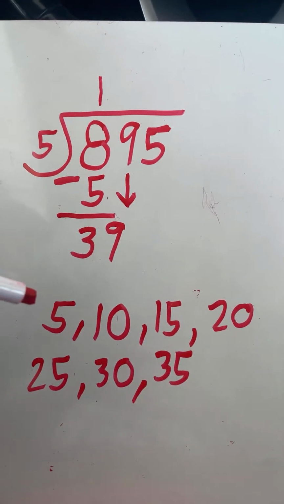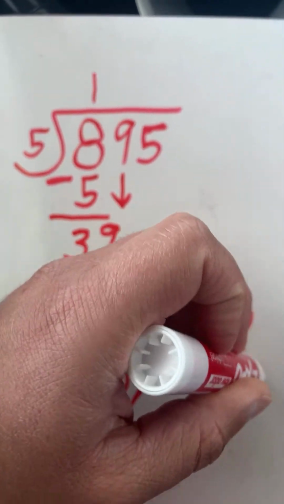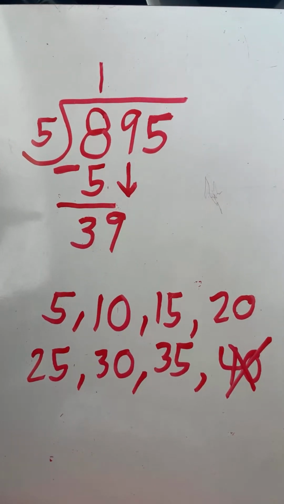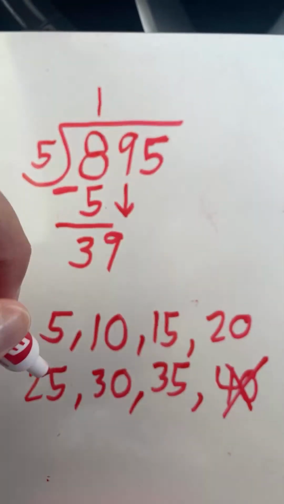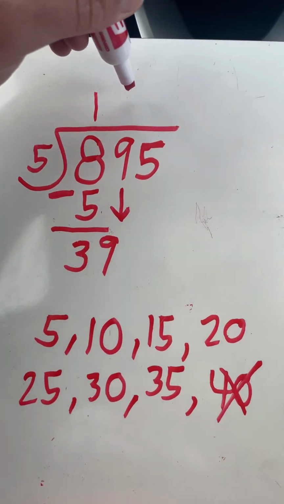Now if we count by 5 again, we would be at 40. 40 is too far. 40 would be past 39. But we were able to get 1, 2, 3, 4, 5, 6, 7 groups of 5 within 39.